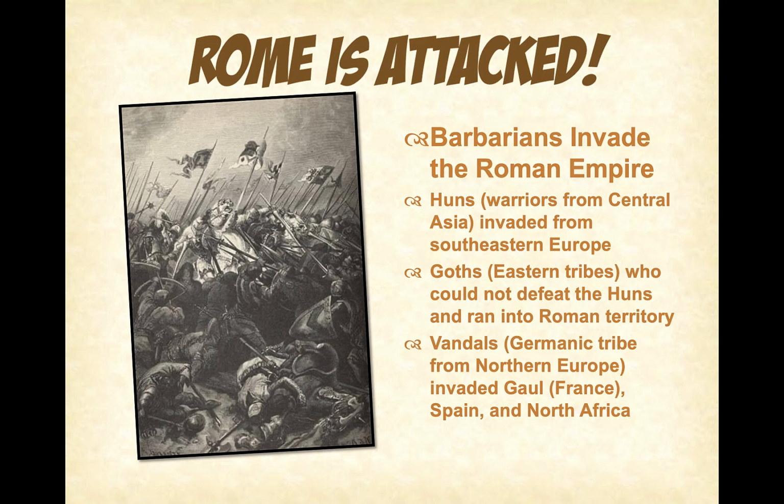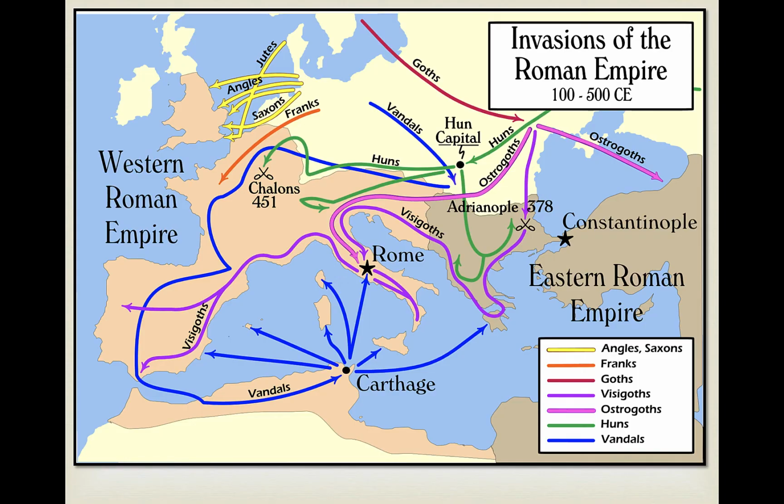Goths, these are Eastern tribes. And they could not defeat the Huns, and so they ran into Roman territory, and then they decided to take a hit at the Romans while they're there. And Vandals, a Germanic tribe from Northern Europe, invaded Gaul, which was France, Spain, and North Africa, which of course were all parts of the Roman Empire. So these barbarians, I mean, really, everything else is problematic, but the barbarian invasions were really kind of putting a nail in that coffin of the Roman Empire.